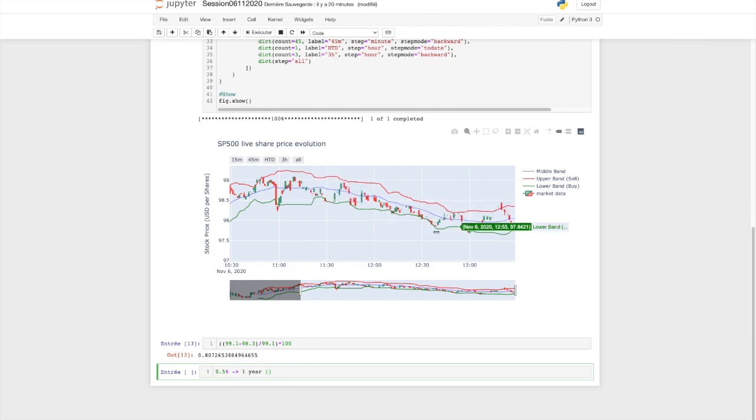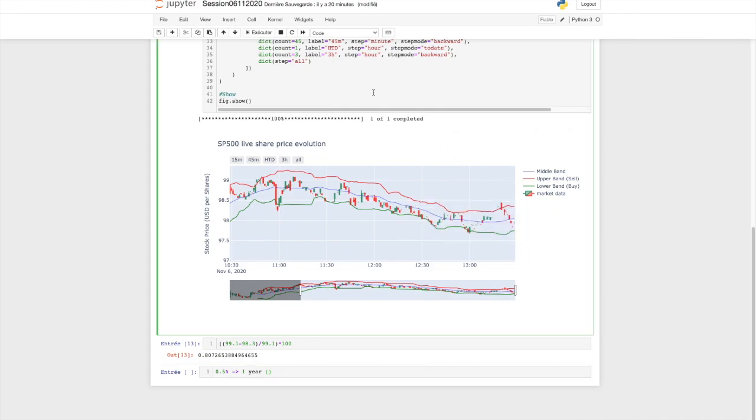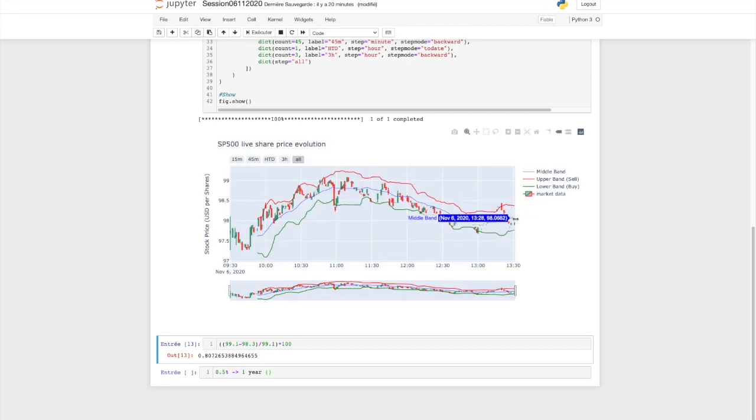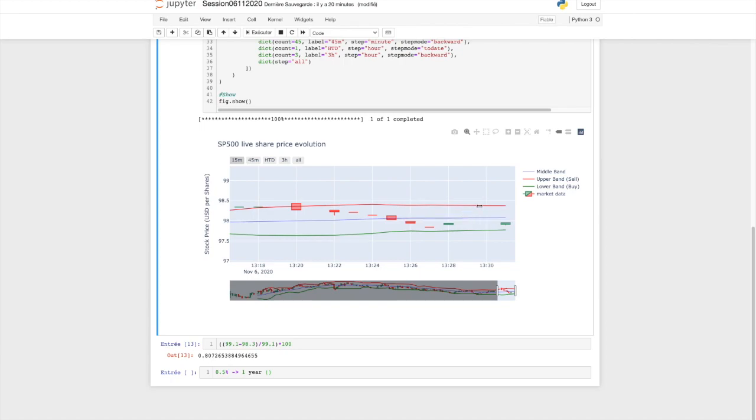That's working exactly the same. For instance, if you bought your shares at 97, you sell them when you hit a higher band. And if we rerun the data, you will see that now it's going up. You have another light green candlestick, because the market is actually going up.